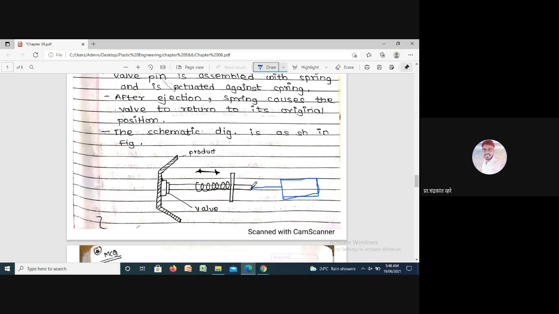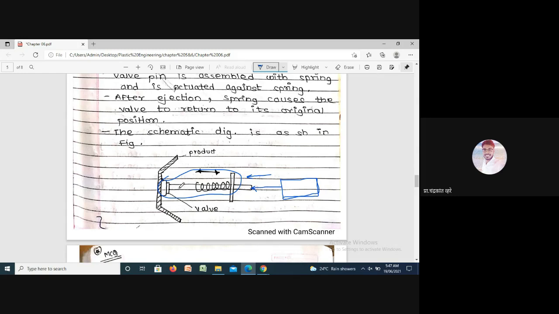What we are doing is pushing this part towards the left side by using this pneumatic cylinder. And what is happening due to this? This is a product, and this is a hole. This is a slew mechanism. Now what is happening due to this cylinder?